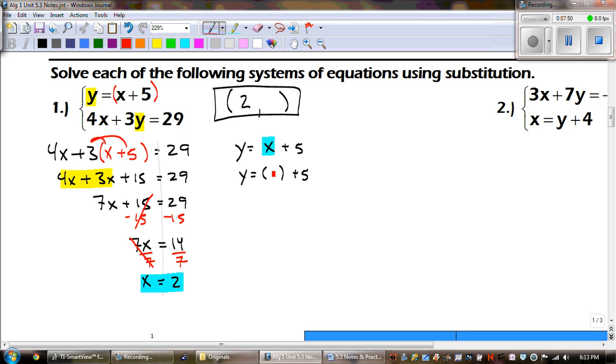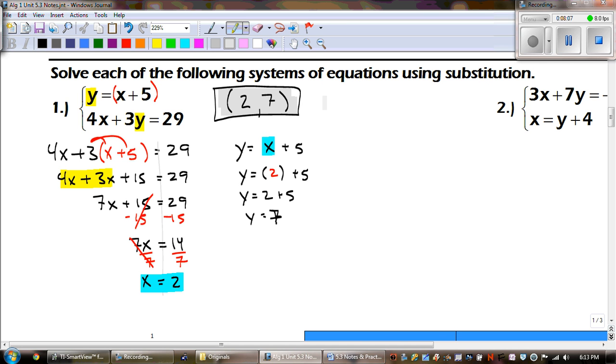And x equals 2. And 2 plus 5? Yeah, we don't have to really do anything. 2 plus 5 is 7. Let's make that look like a 7. So our final answer is (2, 7).